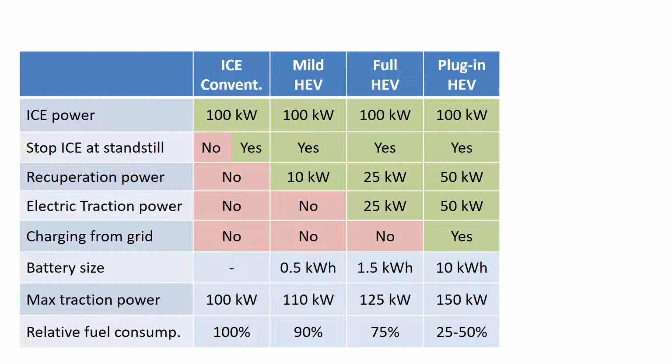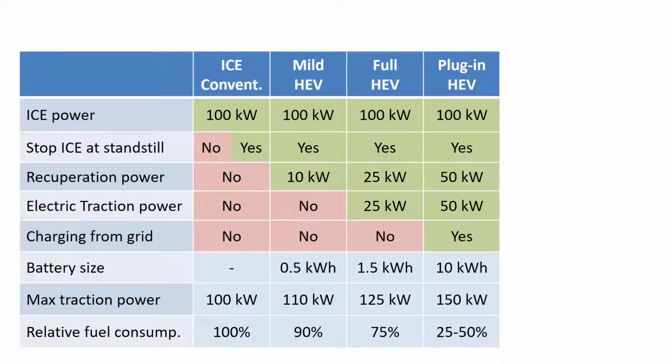Of course, being able to charge from the electric grid is the main characteristic of a plug-in hybrid. And to be able to bring significant energy and still keep the cost low, the battery capacity is typically about 10 kilowatt-hour. A combined traction power of 150 kilowatt is possible, which provides a big performance increase over the conventional powertrain. The fuel consumption of a plug-in hybrid depends on trip lengths, but is typically about 25 to 50% of the conventional powertrain.